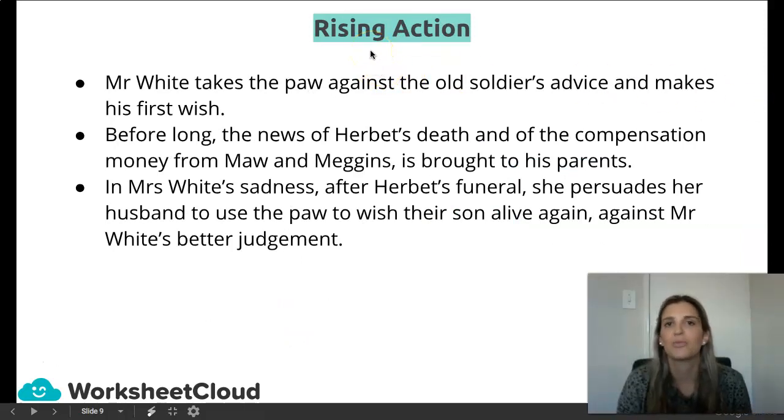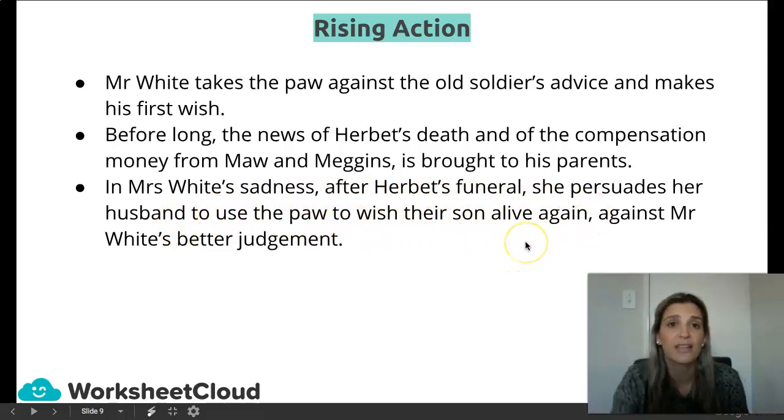The rising action will take us and build it up all the way to the climax. So we have Mr. White, who takes the paw against the old soldier's advice. So he says you mustn't do it. And he makes his first wish. Remember, he struggled to think of something, and the son, Herbert, says, "Dad, why don't you wish for $200?" Before long, the news of Herbert's death and the compensation money from Maw and Meggins is brought to his parents. In Mrs. White's sadness after Herbert's funeral, she persuades her husband to use the paw to wish their son alive again.